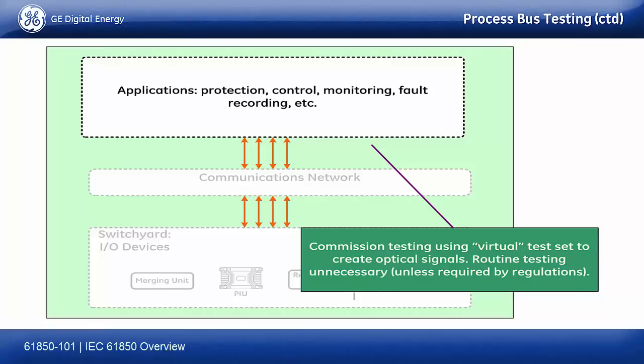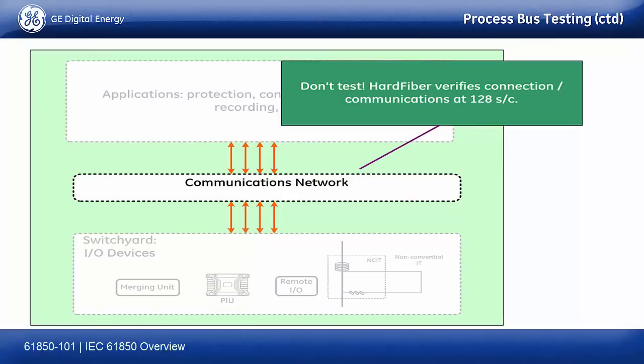Now, of course, things like NERC may not agree and we have to do it, but you do end to end. And for the communications network, for example, if my relays are talking to the right merging units and interface units, then I know the communications network's working. I don't have to test it all. It's being continuously tested because the messages are being published and subscribed.